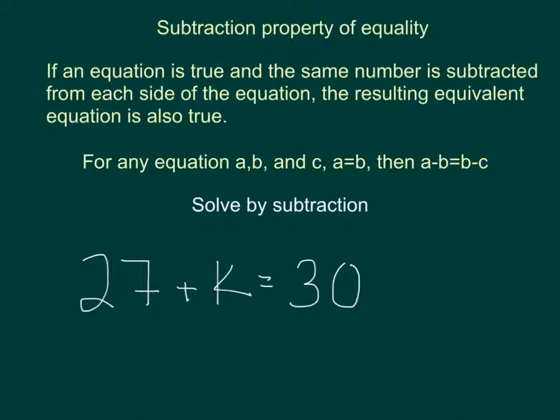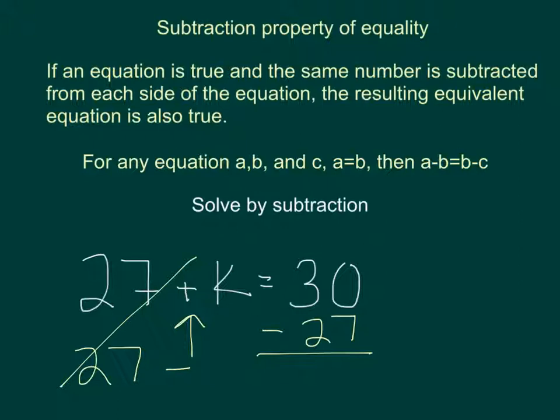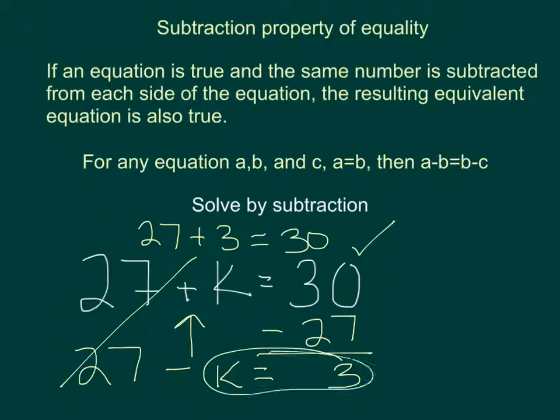So here you again have to look and see what's happening to the variable, and it's addition. So we do the opposite. So we're actually going to subtract 27 from this side. Whatever you do to one side, you do to the other. So you're going to subtract 27 over here. 30 minus 27 is 3. So K equals 3. So you can plug that back in, and 27 plus 3 should equal 30, and it does, so it would check out. So your answer would be 3.